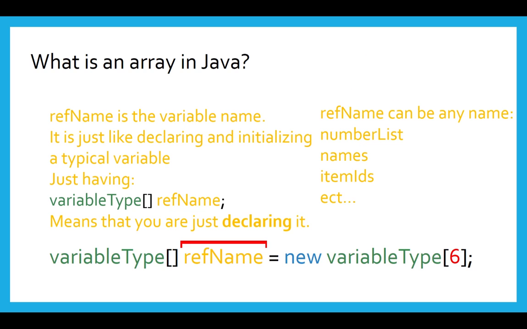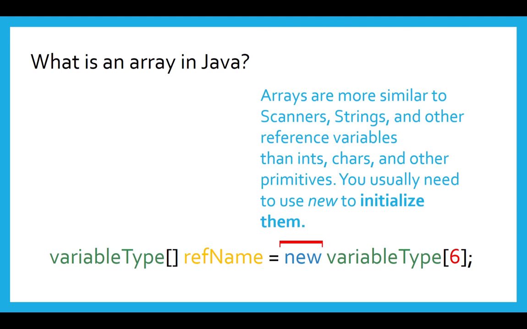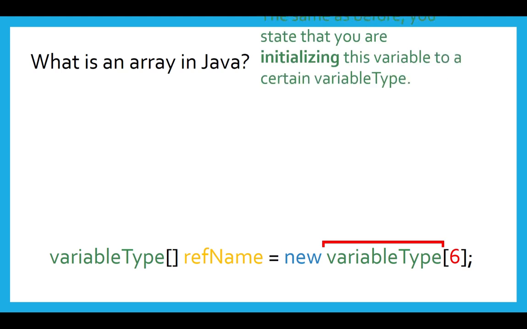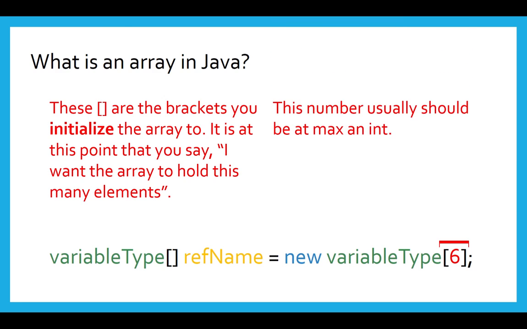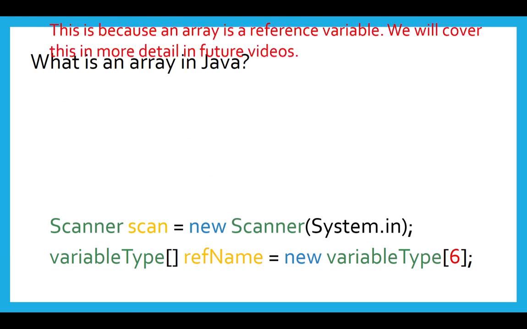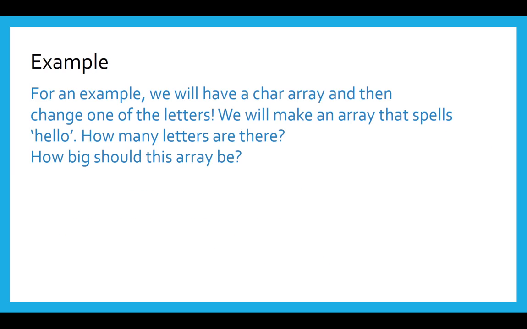Next, we have the name of the array. Then we use the assignment operator to initialize it. Next, we have the new keyword. And then we use the variable type again. Finally, we have the square brackets, but this time we state the size of each dimension. Notice that declaring and initializing an array is similar in structure to scanners and other reference variables. This is because an array is a reference variable. We will cover this in more detail in future videos.